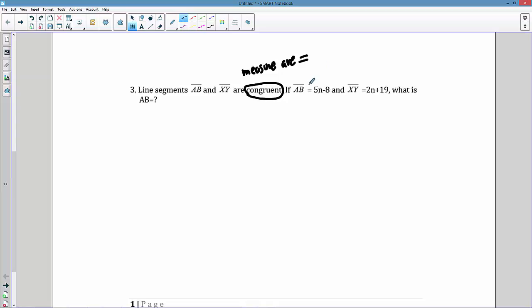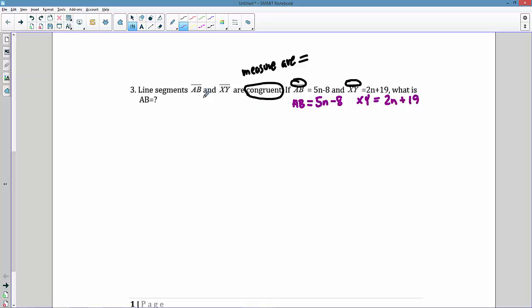And just for important discussion here, this symbol actually doesn't belong here. This is a mistake. I think we copied this problem. So that symbol doesn't belong there. It really should be written just AB equals, okay? You can't have that, so fix that on your sheets. And XY equals.